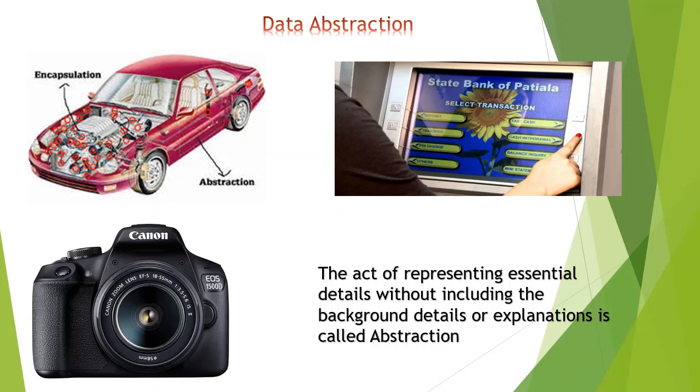And this person need not worry about the background details like what happens when he presses the cash withdrawal button, what happens in the background, how his account will be updated, what technology they are using in the background. He need not worry about all these details. All these details will be hidden from him. Okay, this is all about data abstraction. Data abstraction means it is an act of representing essential details to the user without including the background details. Is it clear?